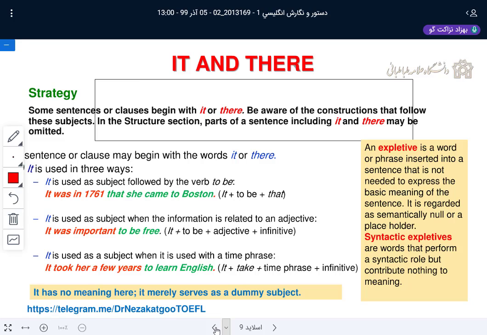Then we have it used as a subject when the information is related to the adjective. If it was important, then we need an infinitive. Or if you want to show a time phrase: it took her a few years to learn English. So it plus take plus time phrase, again we need an infinitive. So as you see, it has no meaning here. It merely serves as a dummy subject.